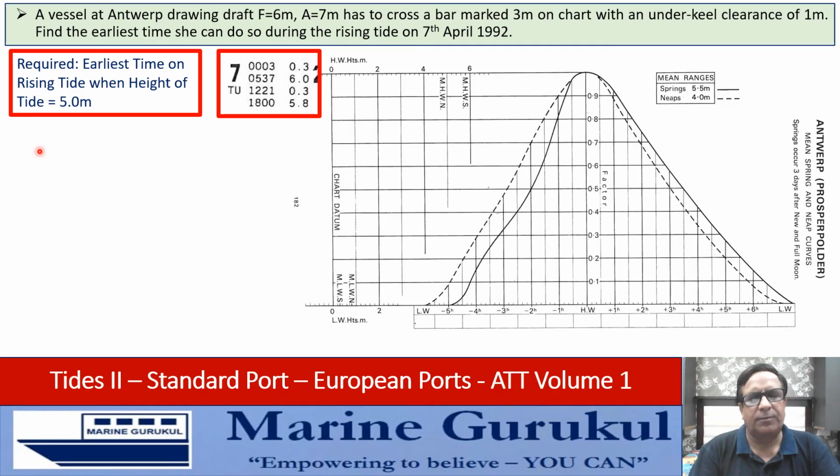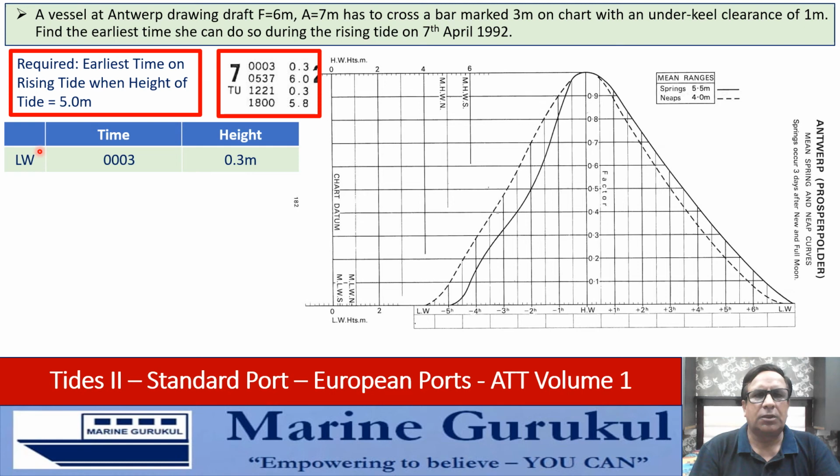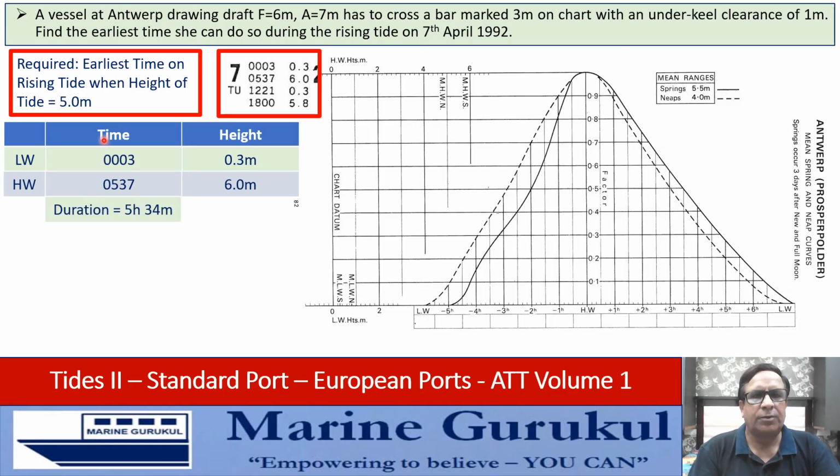Let's tabulate them in the table that we have used earlier. Low water is at 0003 hours, height being 0.3 meters. High water being 0537 hours, height being 6 meters. Duration 5 hours 34 minutes. Range of tide 5.7 meters.